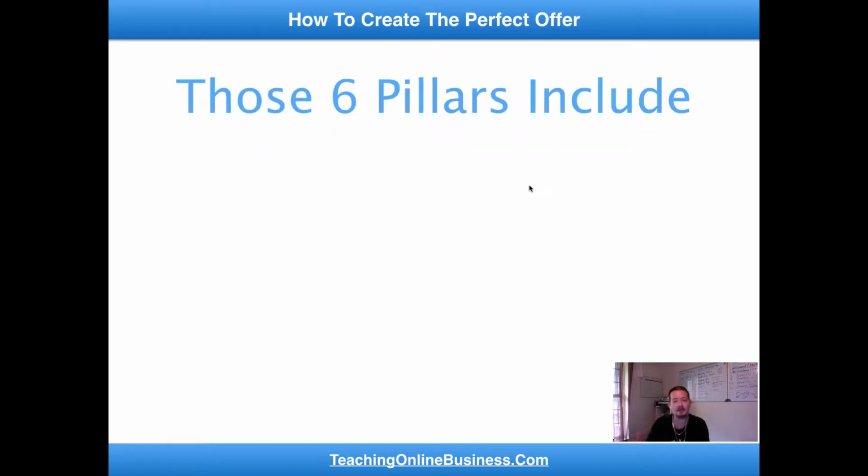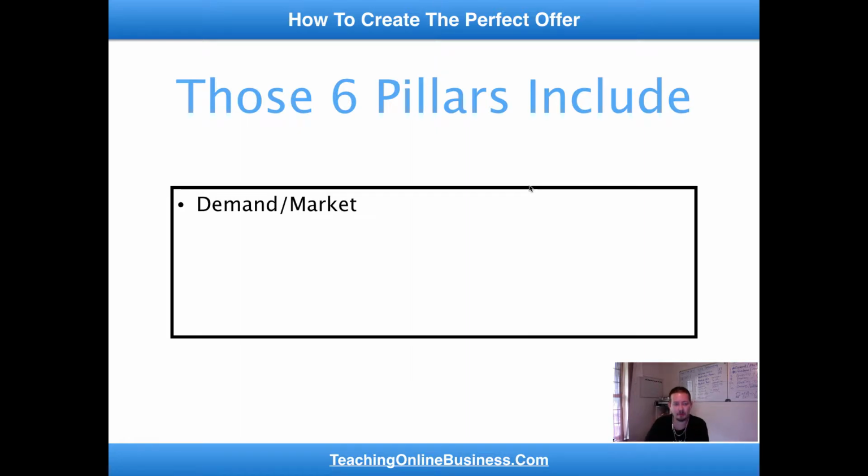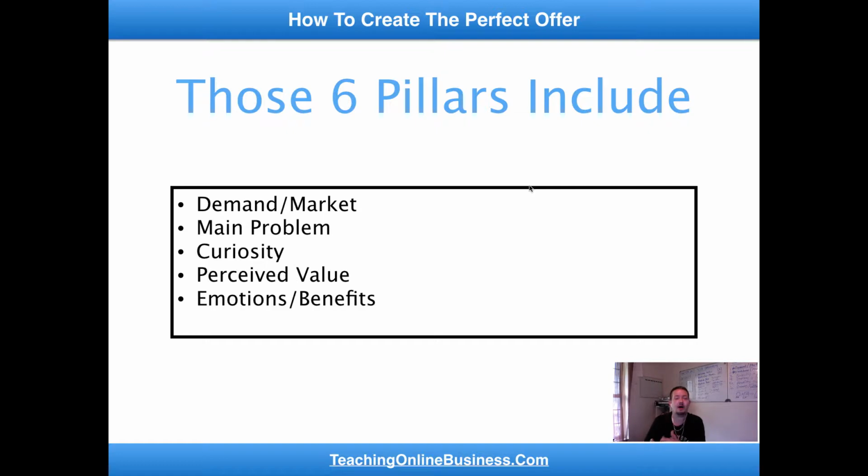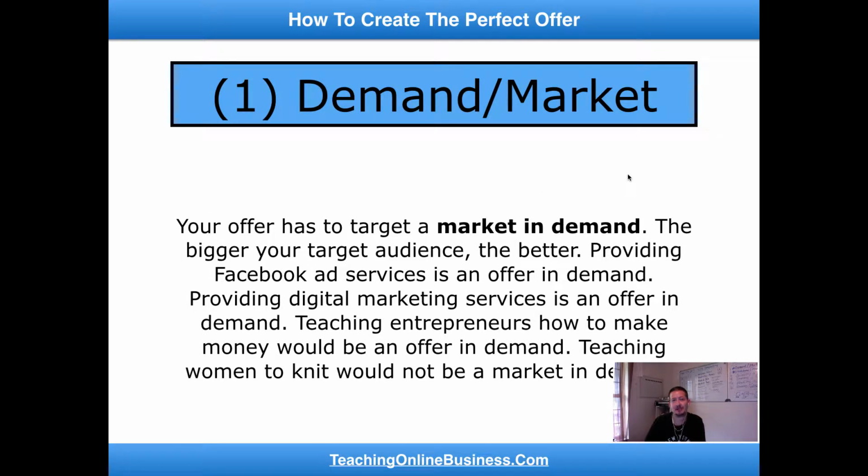First, I want to identify our 6-pillar framework for creating your perfect offer. Pillar number 1, demand and market. Number 2, main problem. Number 3, curiosity. 4, perceived value. 5, emotions and benefits. And number 6, dreams and goals.